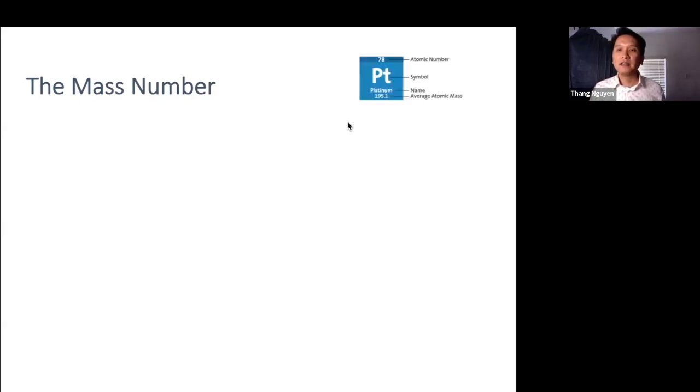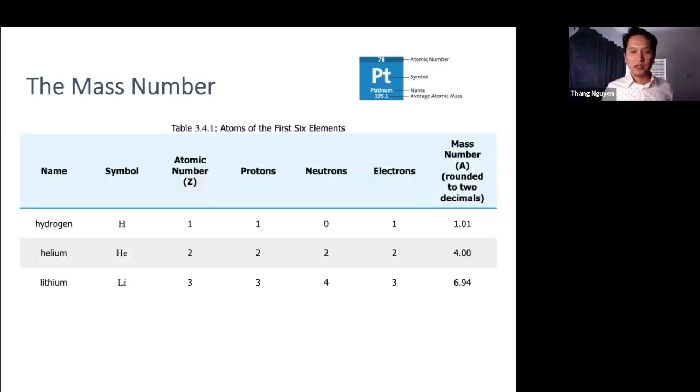Okay. Note that it's not the average atomic mass. So keep that in mind. We'll come back to this idea later. It's not the atomic mass. Mass number is a little bit different, even though you might easily confuse them. Okay, the mass number is the mass of an atom, and we'll explore this concept a little bit further.